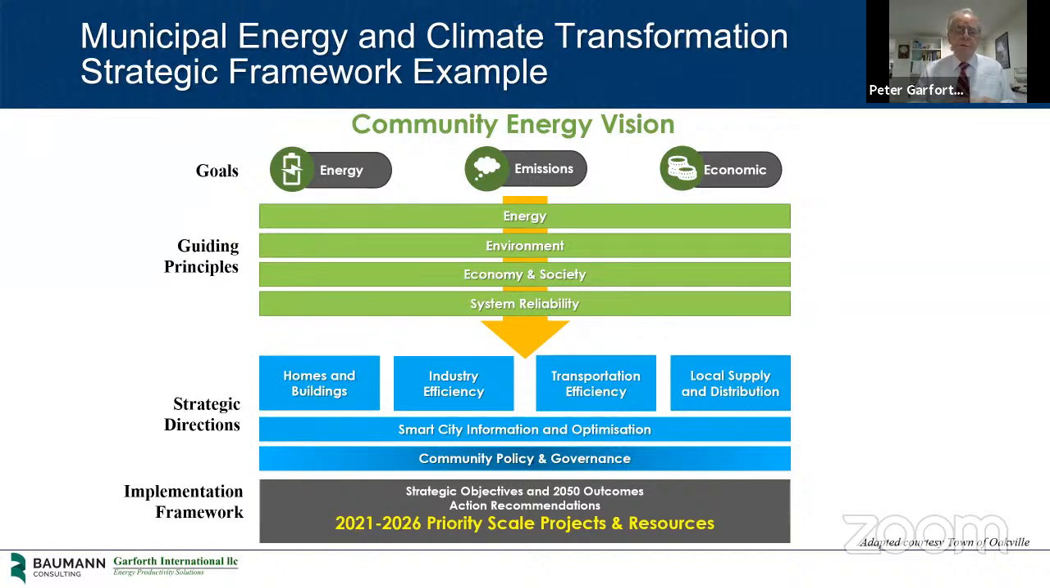One of the things we see all too often is an excessive focus on getting perfection in the planning and forgetting that at the end of the day, the ultimate thing that matters is what are we going to do in the next 5 years to deliver those 20, 30-year targets. So you'll see at the bottom here, this whole process leads to a very clear first 5-year priority of scale projects and resources.